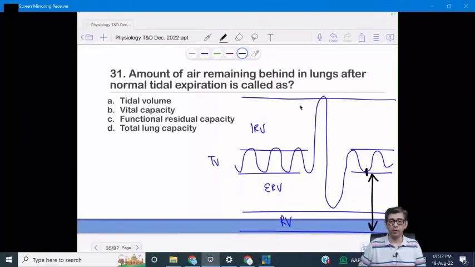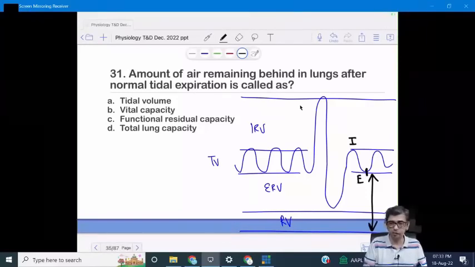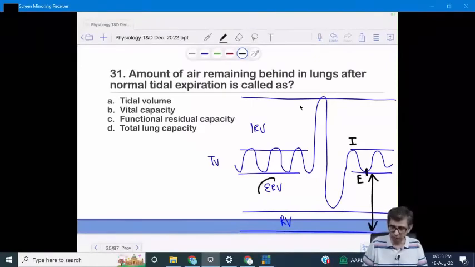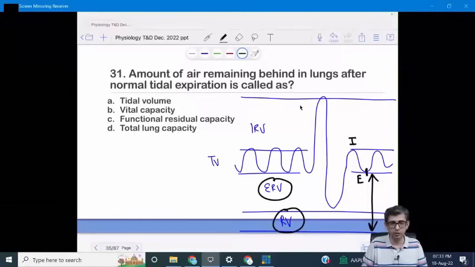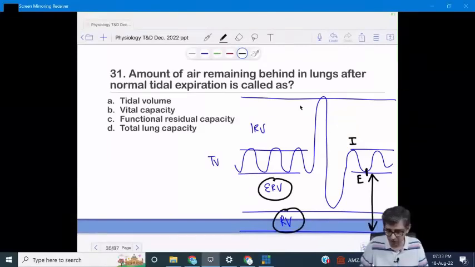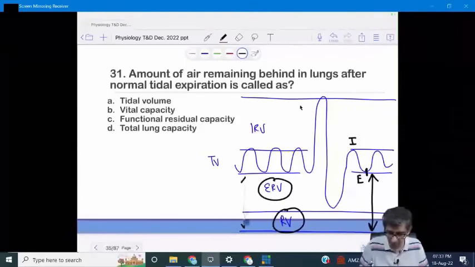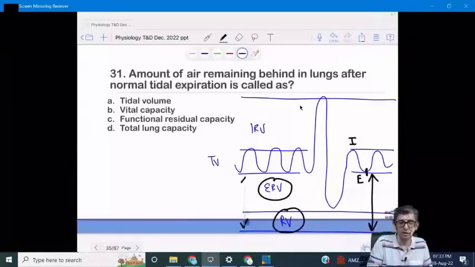So this point is expiration, this one would be inspiration, and this one would be expiration. So he's talking about air remaining behind at the end of a normal tidal expiration, which would be a combination of these two. And the combination of these two is what is called as FRC. I think all of you got this one correct. The bottom two parameters, that is the expiratory reserve volume and residual volume, is what is called as functional residual capacity. Answer to question number 31 is option number C.